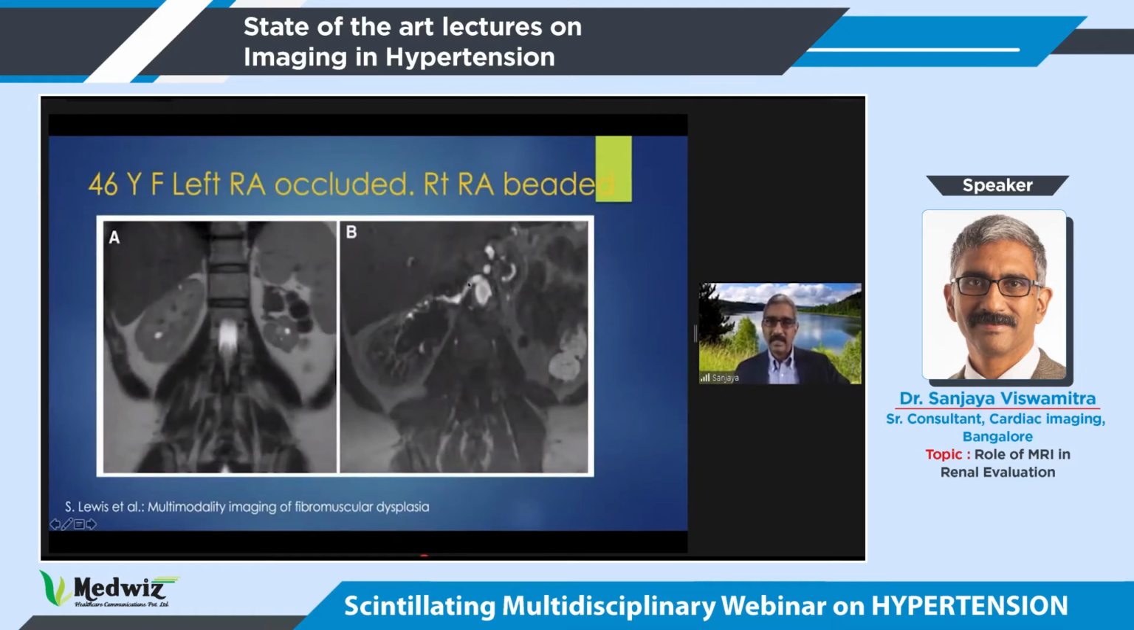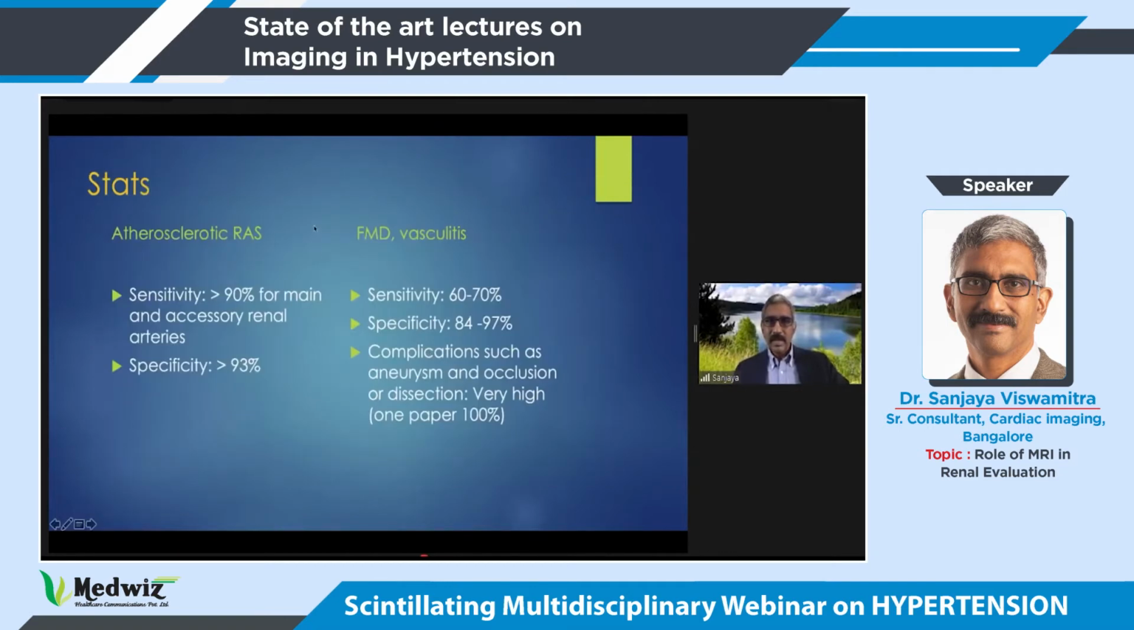This is a different patient, sorry, shown with occlusion on the left side, a beaded appearance on the right side. And one can evaluate not only for atherosclerotic proximal disease, but one can also evaluate for other causes such as vasculitis and for FMD. So let us look at the sensitivity and specificity of the imaging modality of MR in the evaluation for atherosclerotic disease and in the evaluation for FMD and vasculitis.